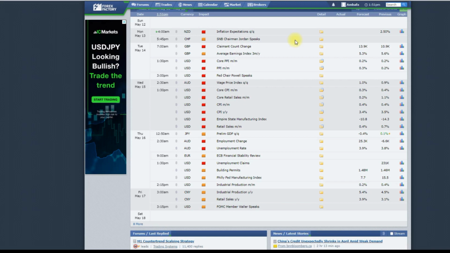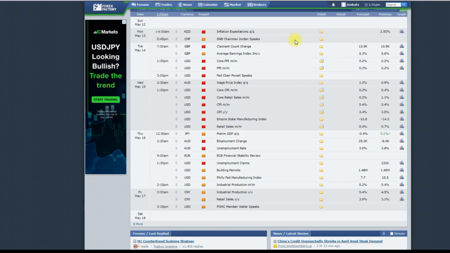On Wednesday, we have the wage price index from the Australian dollar, which they predict at 1%, and the previous is 0.9. So let's see how it goes. And then Wednesday too, that is when we have the core CPI and the retail sales. Core CPI and retail sales are significant indicators which they use in measuring inflation.